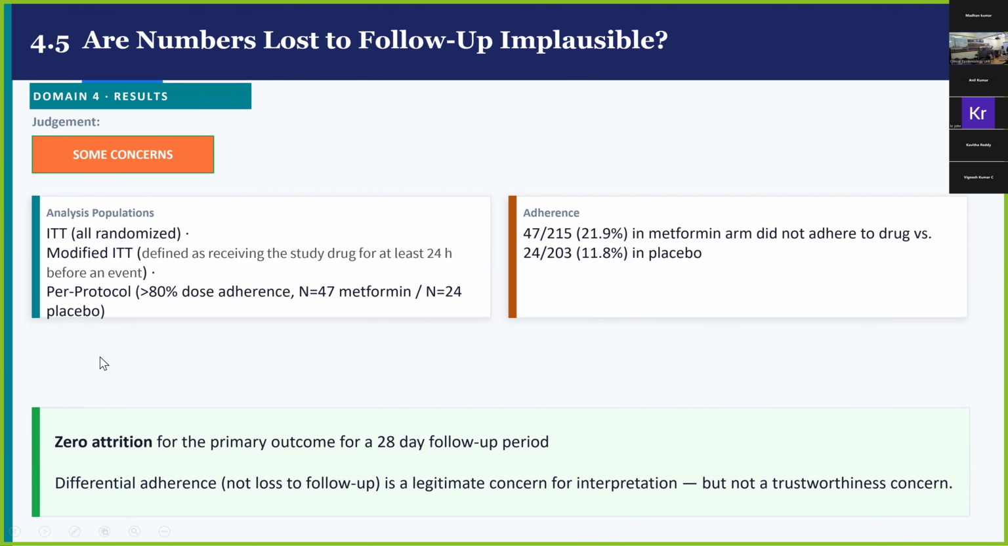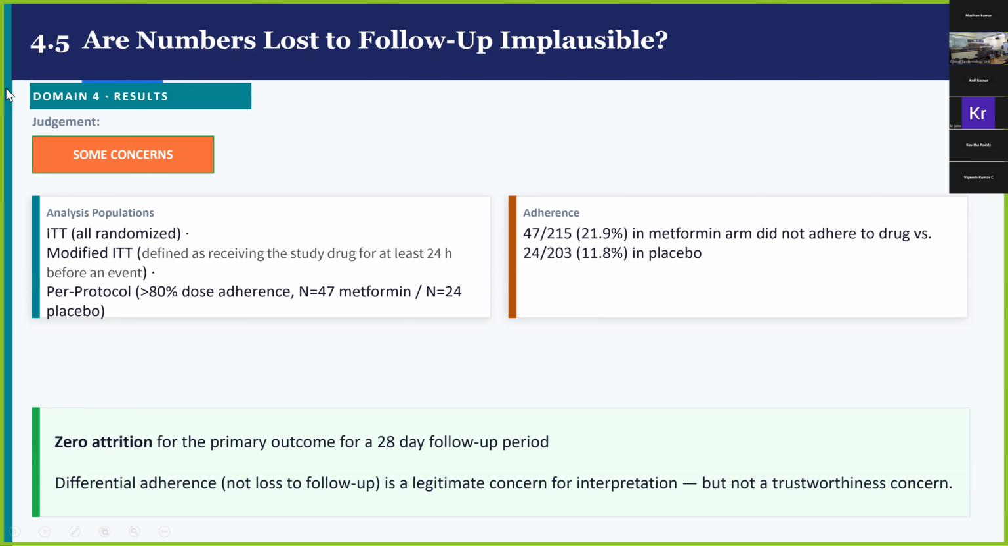So there is some doubts as to how exactly all 400 participants followed up. They attended all the phone calls, gave details required for the study. All of them attended the in-person follow-up at day 14. That seems slightly implausible. The analysis populations they included were: one was intention to treat, second was modified intention to treat, and third was a per protocol analysis.